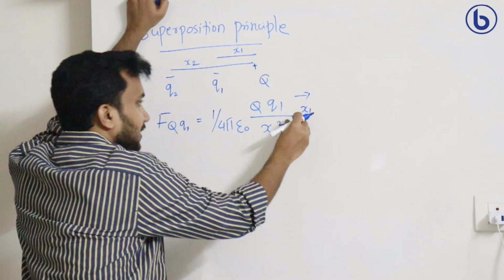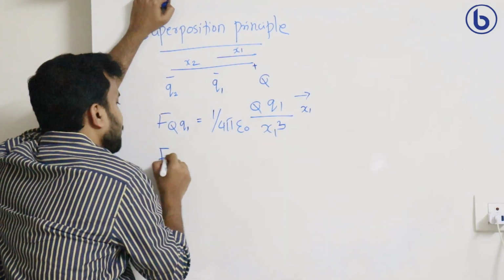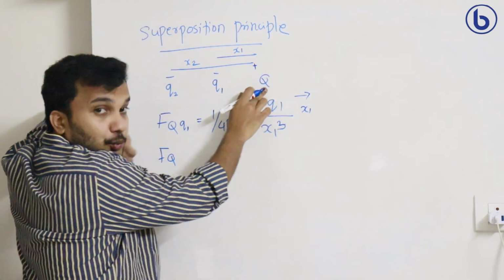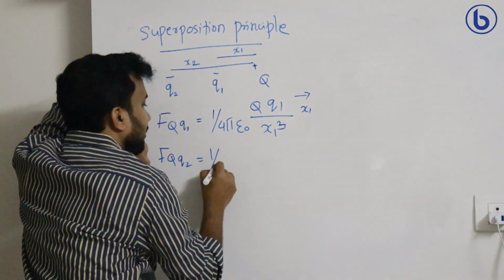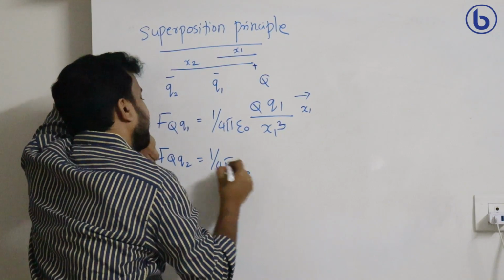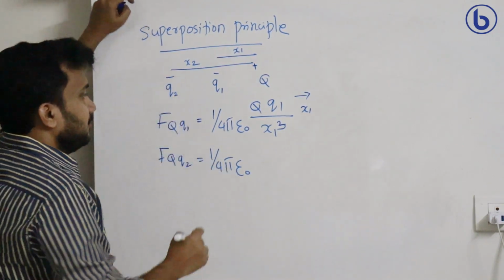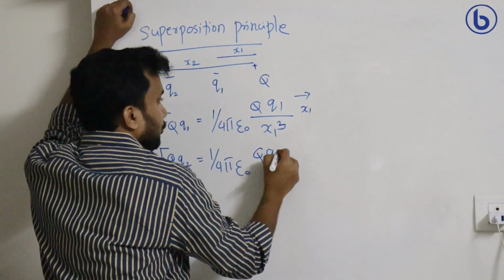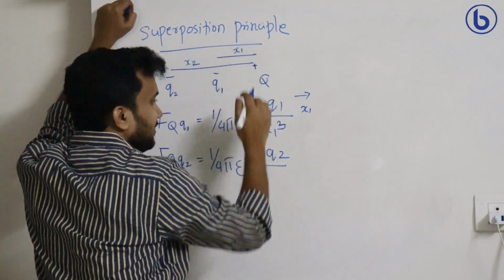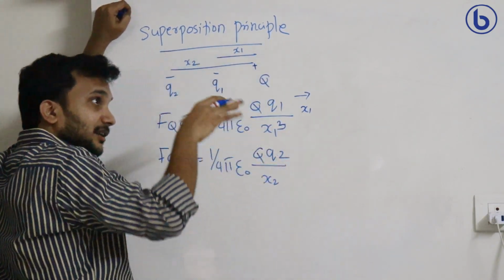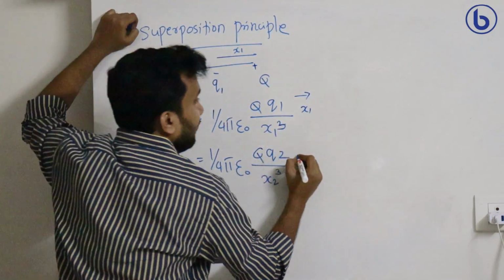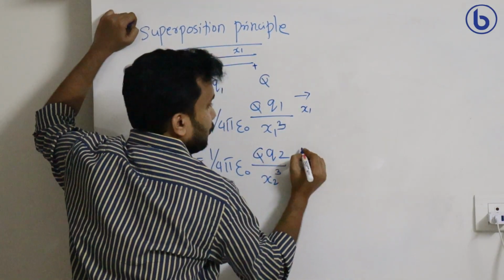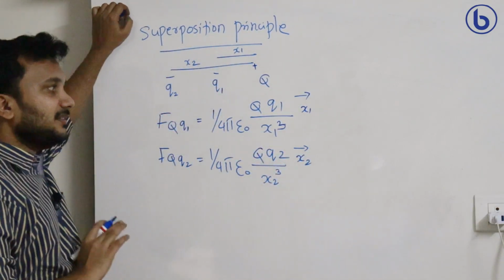Similarly, the force on charge capital Q because of Q2. Tell me the formula. All of you are telling, right? 1 by 4 pi epsilon 0, capital Q, Q2 divided by, what is the vector distance called? X2. If you are writing in vector format, then cube will be here with multiplication of x2 vector. This is one way.